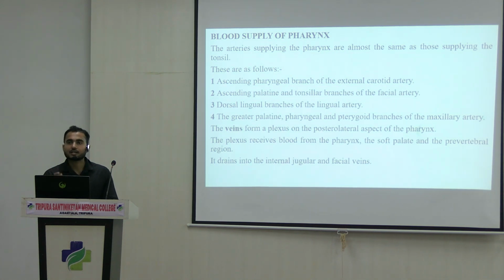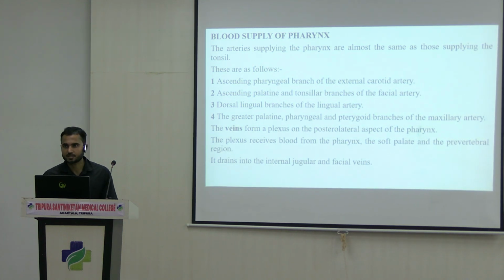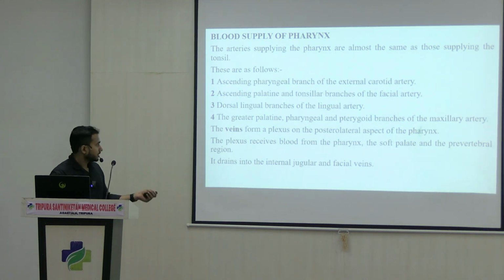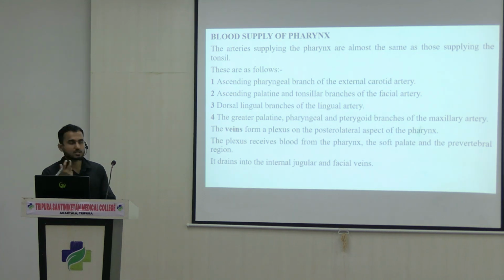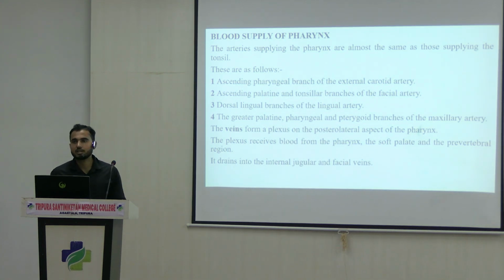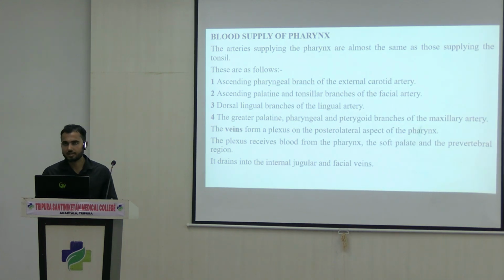So these are the arteries which are supplying the pharynx. Next, veins. What will they do? They will form a venous plexus, and that venous plexus is draining the pharynx. They are draining the soft palate. As you can see, the veins form the plexus on the posterolateral aspect of the pharynx. Now this venous plexus will drain the soft palate and the prevertebral region also, and ultimately they will drain into the internal jugular vein and the facial vein.